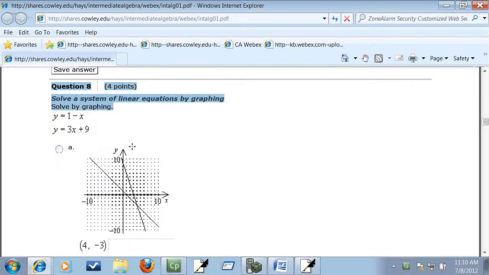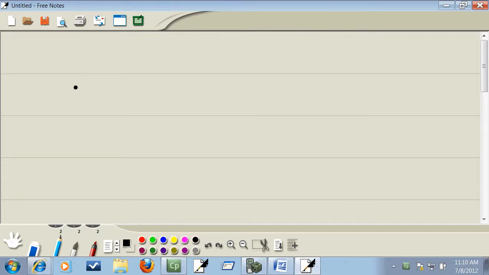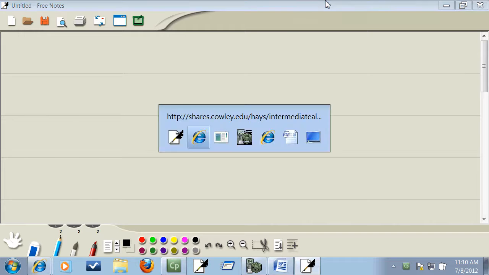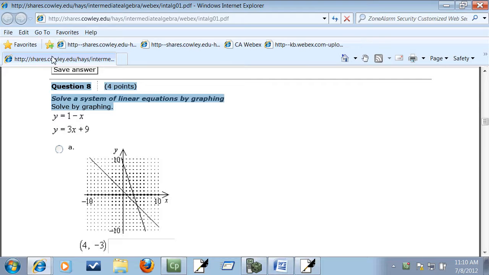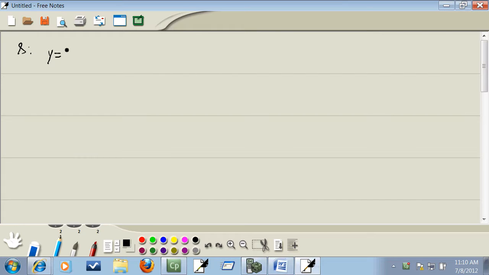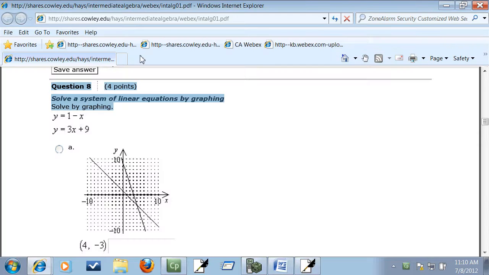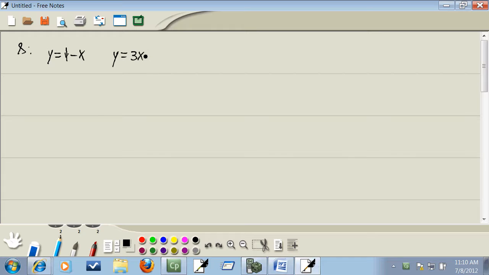Let's take a look at problem number 8. It says solve a system of linear equations by graphing. Now I'm not very good at these by hand, so you have to bear with me. If I had graph paper, it's a lot easier. So we've got y is equal to 1 minus x, and y is equal to 3x plus 9.